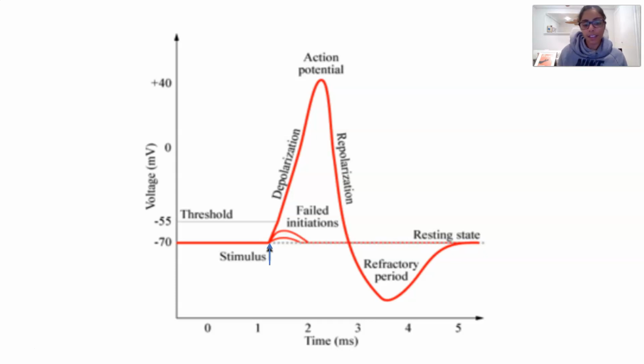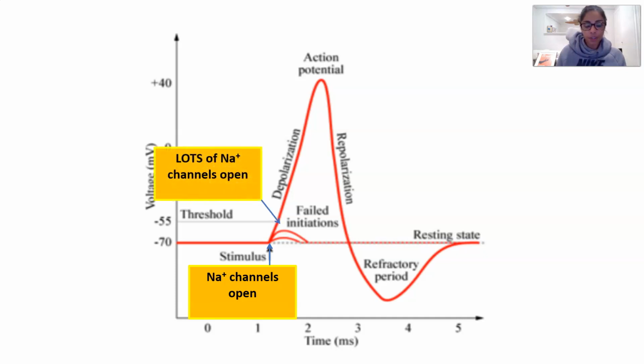Okay, so let's look at this graph again with respect to sodium and potassium. Here at the stimulus point, sodium channels will start to open. At depolarization, we start to get lots of sodium ion channels opening. Therefore, we have this very fast upshoot of depolarization. And at the peak of depolarization, we know that all the sodium channels have been opened and they will start to close.